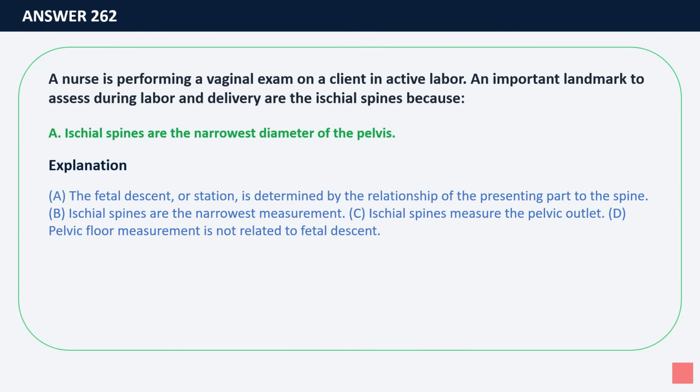Answer: A. Ischial spines are the narrowest diameter of the pelvis. Explanation: A. The fetal descent, or station, is determined by the relationship of the presenting part to the spine. B. Ischial spines are the narrowest measurement. C. Ischial spines measure the pelvic outlet. D. Pelvic floor measurement is not related to fetal descent.